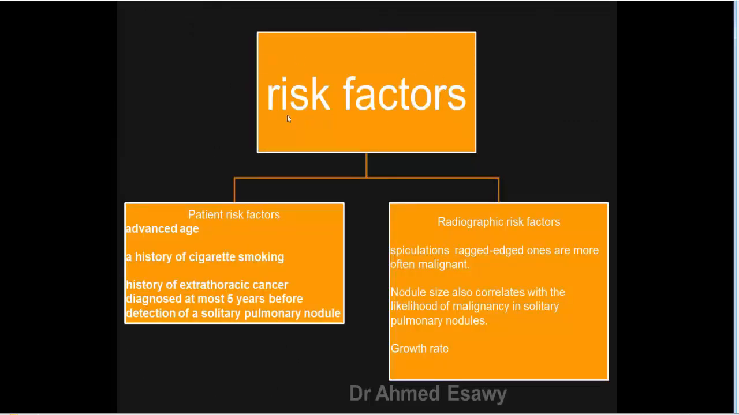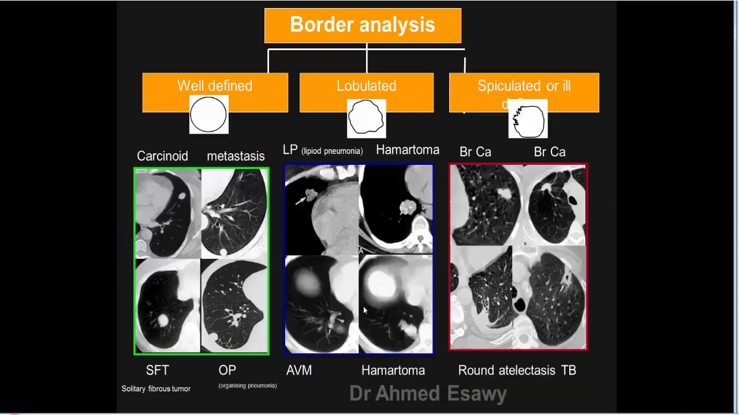As regards risk factors, they are classified into patient risk factors and radiographic risk factors. Patient risk factors: advanced age, history of cigarette smoking, history of extrathoracic cancer diagnosed within 5 years before detection of the solitary pulmonary nodule. Radiographic risk factors: spiculation, age, one or more malignant features. Nodule size correlates with likelihood of malignancy in solitary pulmonary nodule, as do growth rate and doubling time.